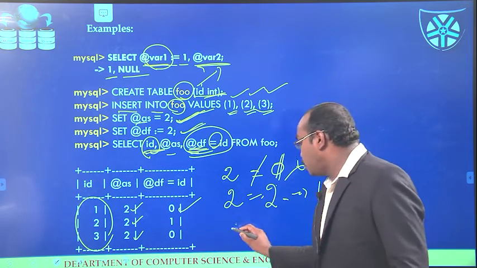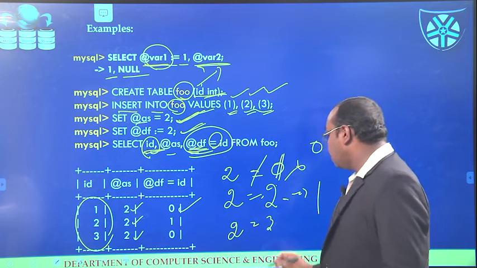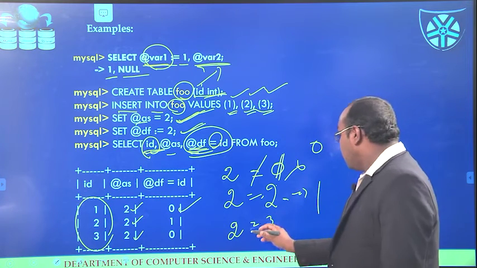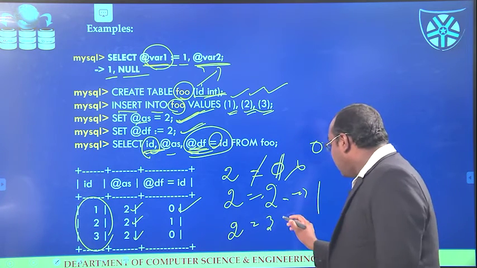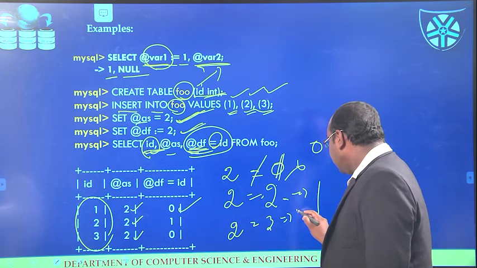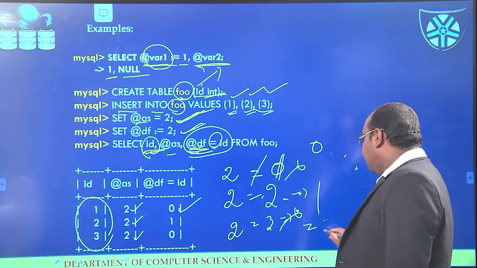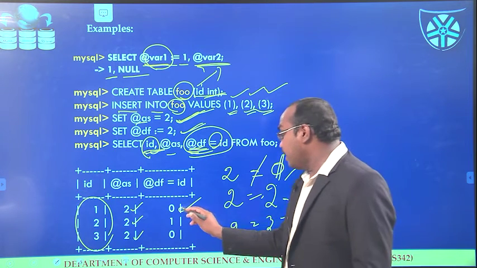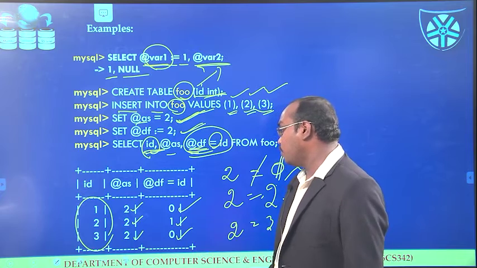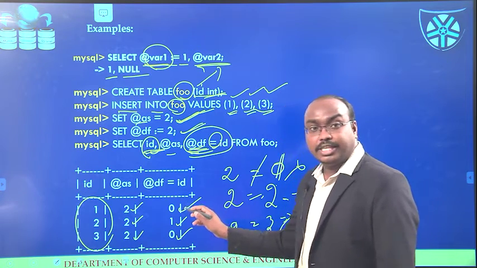And the next, the third id, 3. So 2 equal to 3, the condition is false, then it will return 0. So the values are 0, 1, 0.